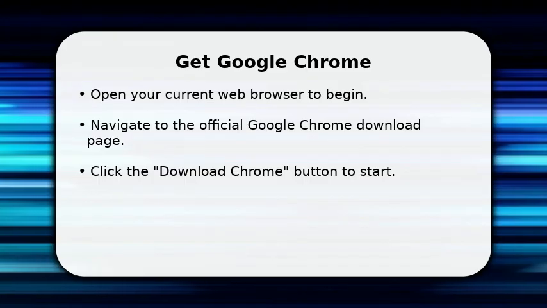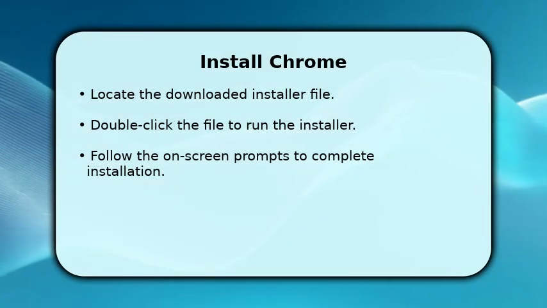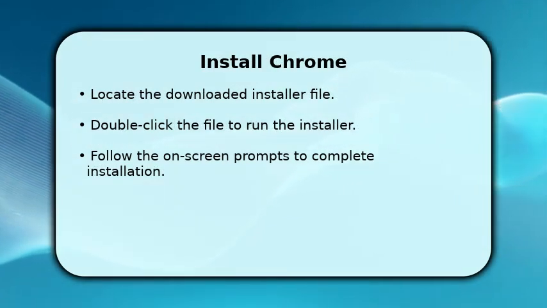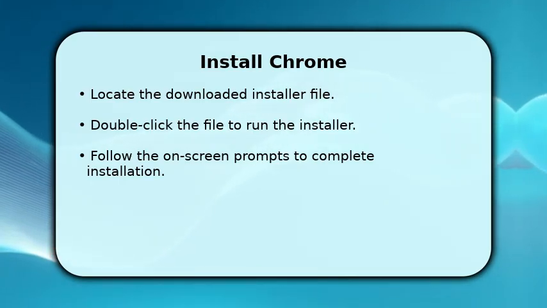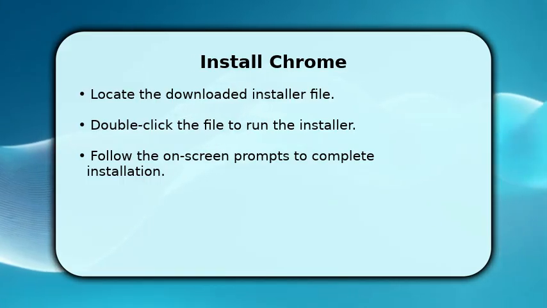This will initiate the download of the Chrome installer file to your computer. After the download finishes, find the installer file, usually in your Downloads folder. It's typically named something like Chrome Setup.exe on Windows or Google Chrome.dmg on Mac. Double-click this file to launch the installation wizard.